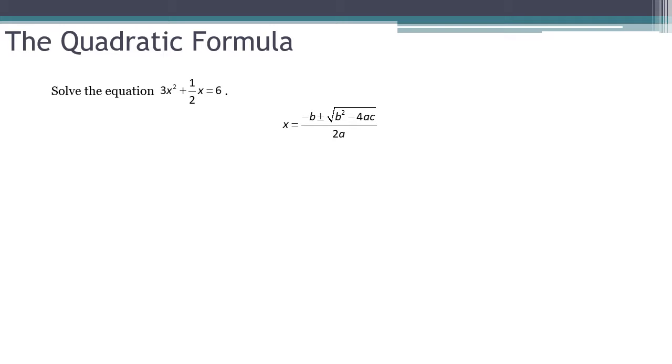All right, I've got one more here for us to look at, and this one has a fraction. First, let's not worry about the fraction just yet. First, I have to make this equal to 0. So let's subtract 6 from both sides, and the equation becomes 3x squared plus 1/2 x minus 6 equals 0.